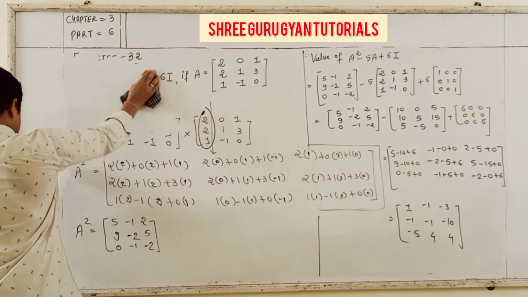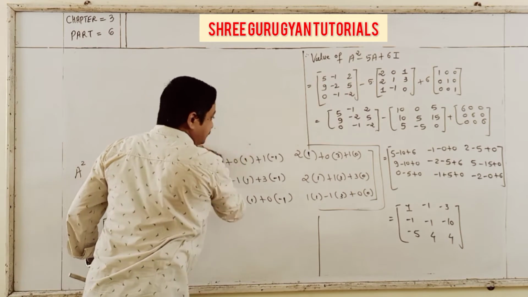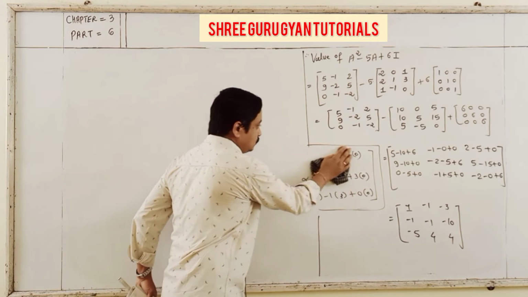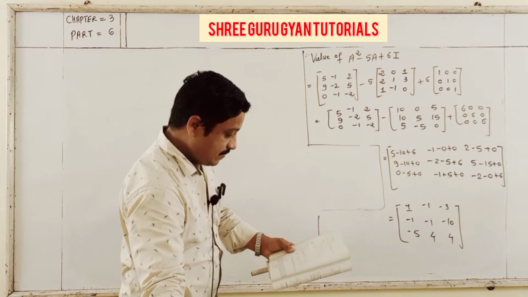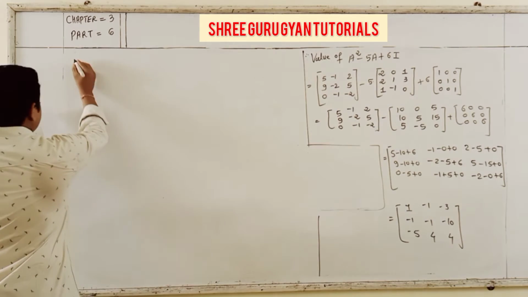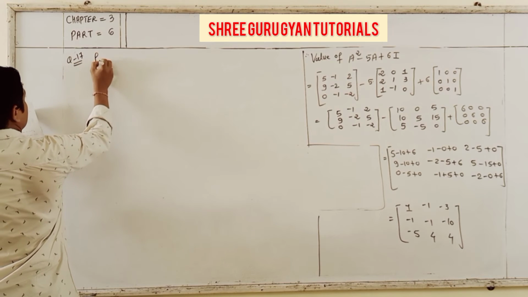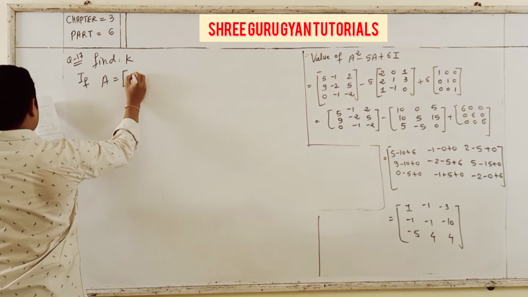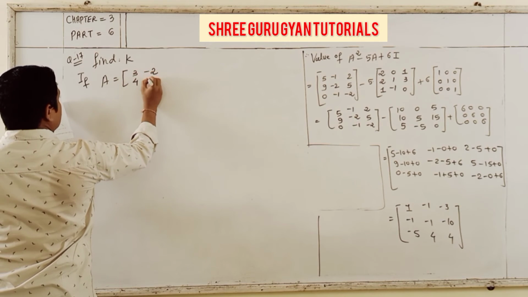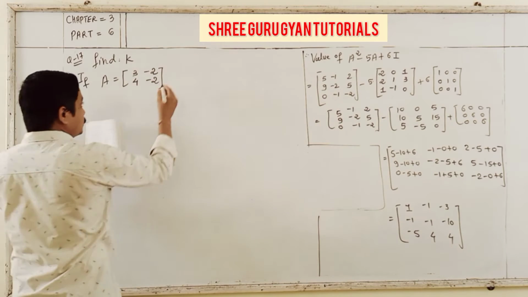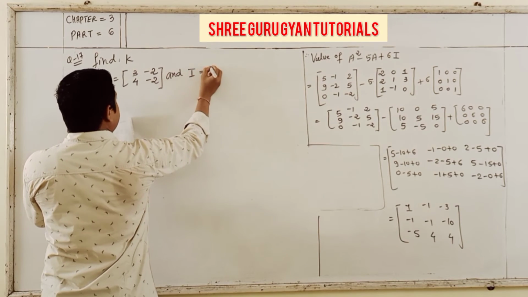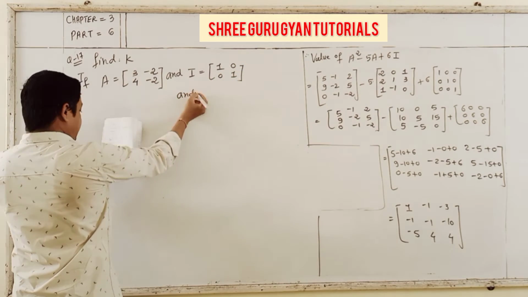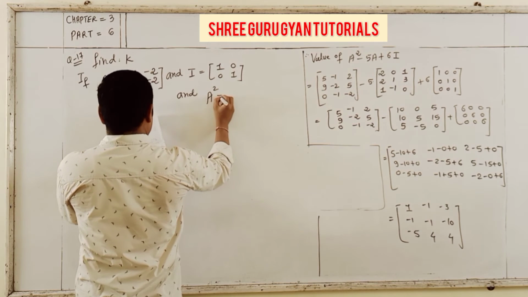Question 16, also important but an easy one. Find K if A is equal to 3 4, minus 2 minus 2, and I for identity is 1 0 0 1, and A square is equal to K into A minus 2I.